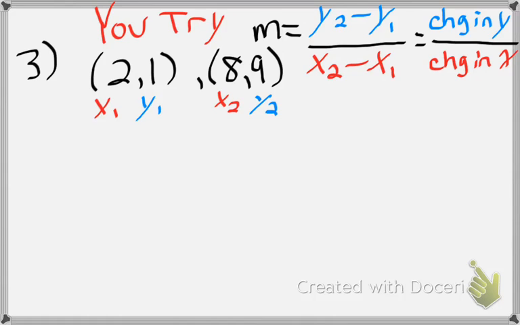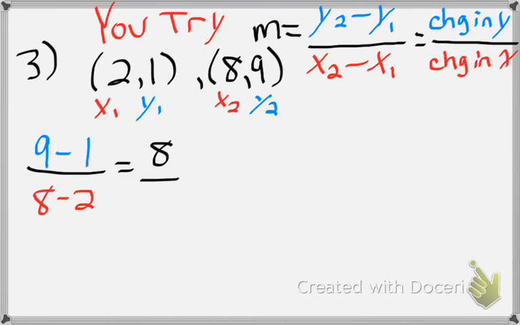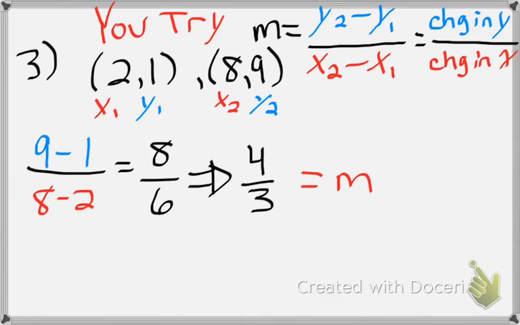If you want to take a moment to identify which one is which, now plug them in. Up top, 9 minus 1 is 8. On the bottom, 8 minus 2 is 6. You have 8 over 6. Well, that fraction simplifies to 4 over 3. And I said leave improper fractions as improper fractions. So that is your slope. Your slope is 4 over 3. And to help you interpret that, that means it goes up 4 over 3. So you found your slope.